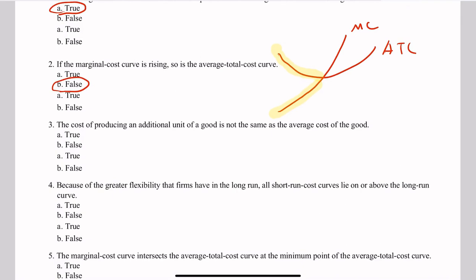Now, what about the third one? The cost of producing an additional unit of a good is not the same as the average cost of the good. Well, obviously this is right, because the cost of producing an additional unit of a good is the definition of marginal cost. Obviously, marginal cost is not equal to average cost. So this is true.